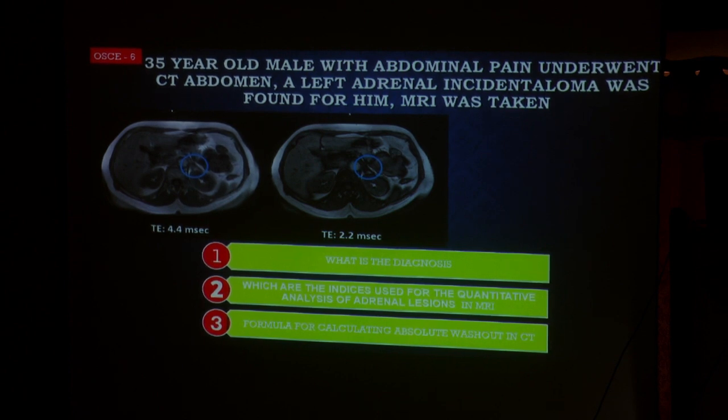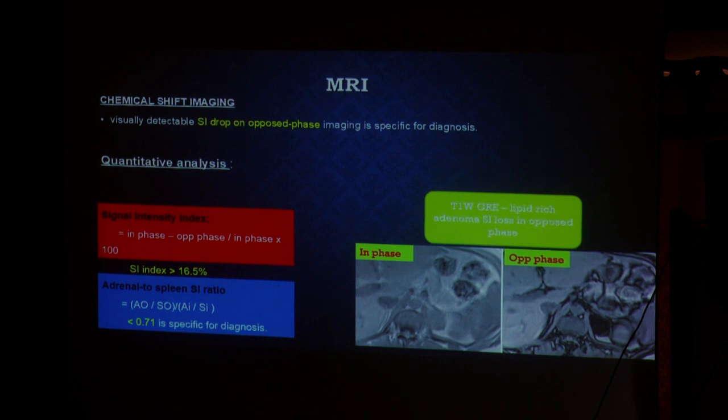So you should know the important MR as well as CT quantitative factors that help you to make the diagnosis of adrenal adenoma. So can anyone tell me the important quantitative indices? Yeah, in CT there are two, absolute washout as well as relative washout. What about MRI? The first question is regarding MRI. So there are two indices. One is the signal intensity index. We have to measure the signal intensity of this lesion both in phase and out of phase, and you have to work it out with this formula.